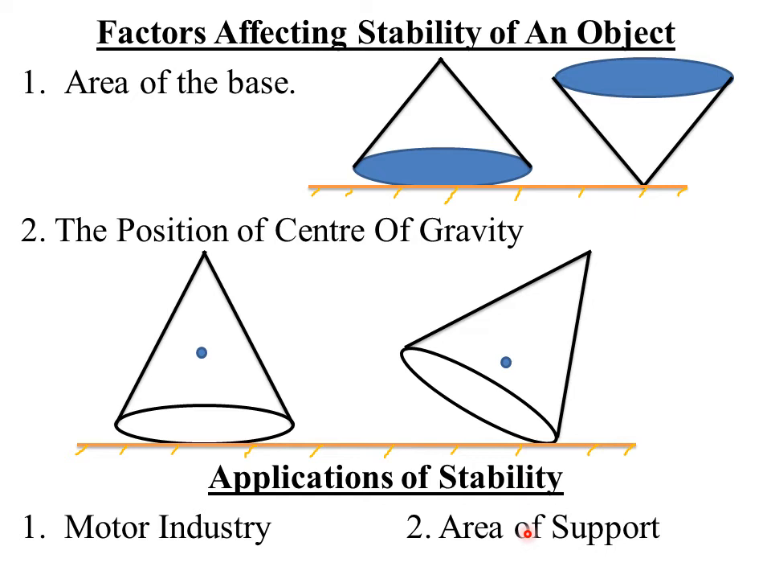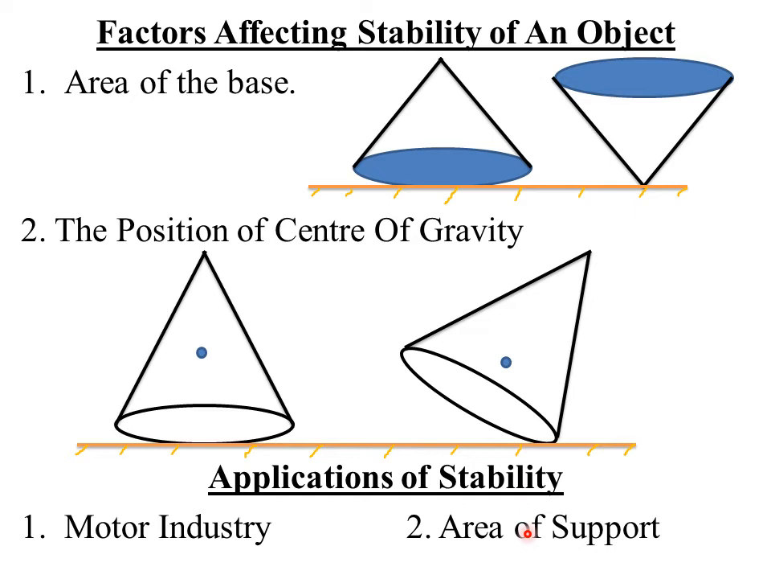Then the third application is that a Bunsen burner has a wide heavy base. So the heavy base lowers the position of center of gravity, and the large base area also provides a large angle of tilt before toppling. Therefore, a Bunsen burner has a wider base to lower the position of center of gravity and broaden the area, thereby increasing stability.